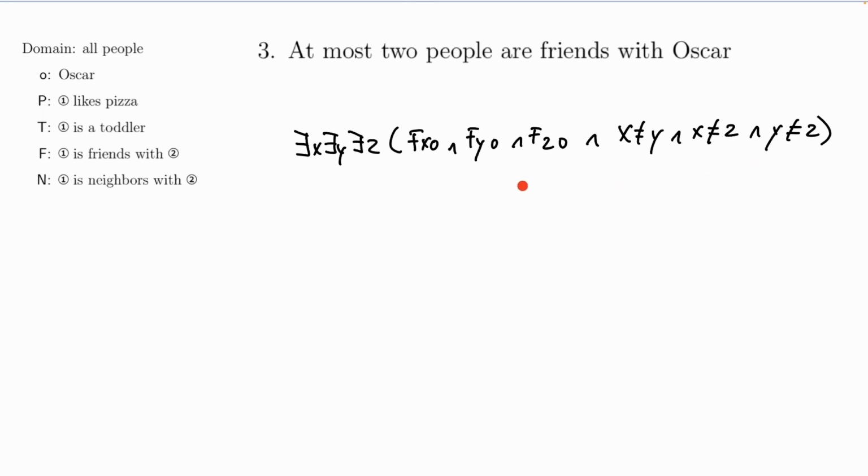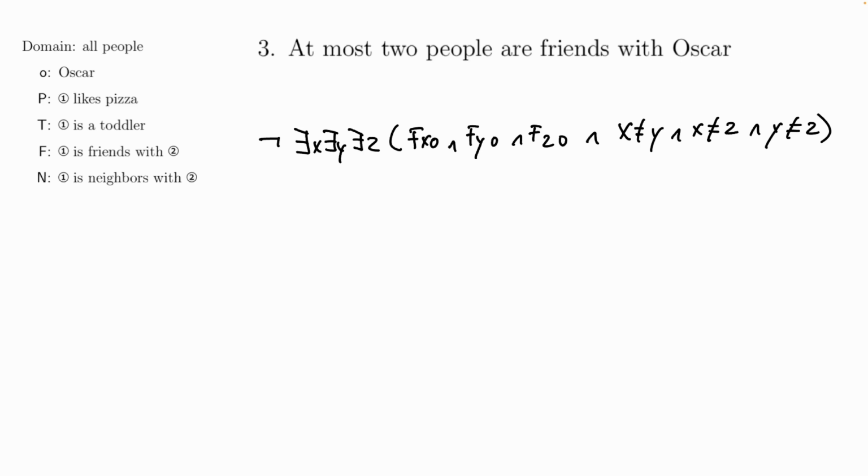Now we have the claim that there are at least 3 individuals that are friends with Oscar. And if we simply deny that whole thing, then that's the same as saying at most 2 people are friends with Oscar, because we're saying, well, it isn't the case that there are 3 or more, so then it has to be 2 or less.